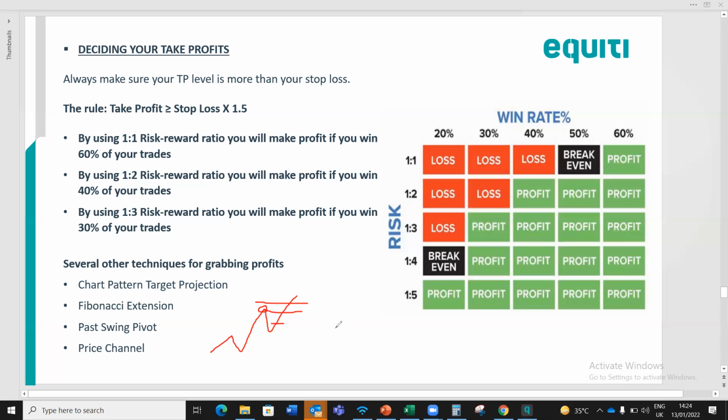And if it's a selling trade, the same thing applies. If you take a trade here, sorry, let me clean that. All right. So if it's a selling trade, let's say we take a sell trade here. Okay.